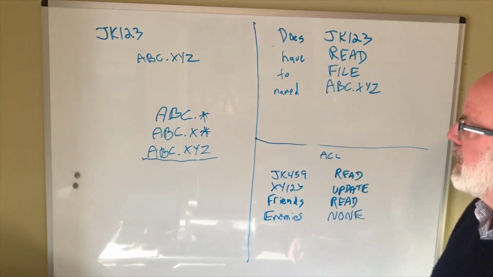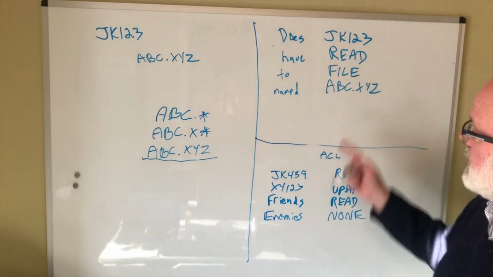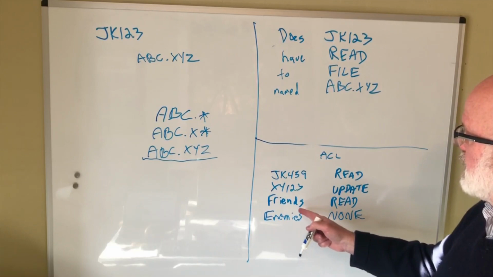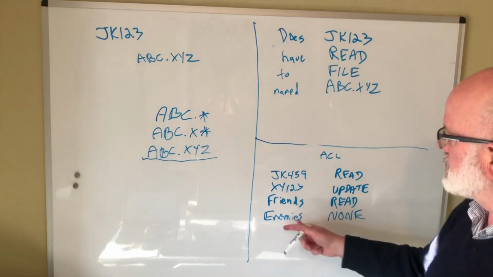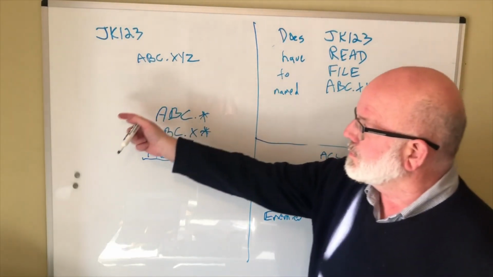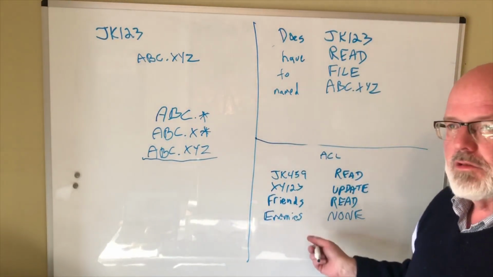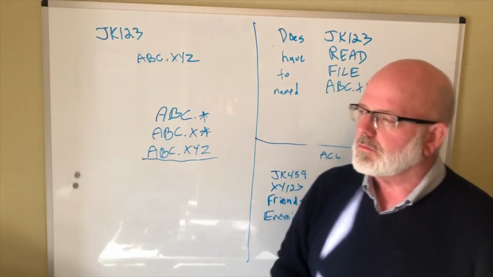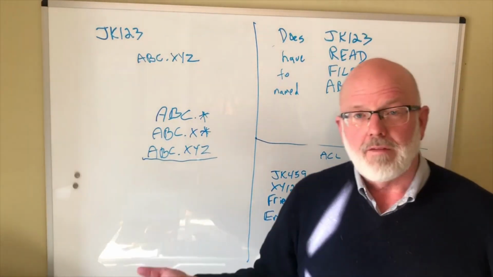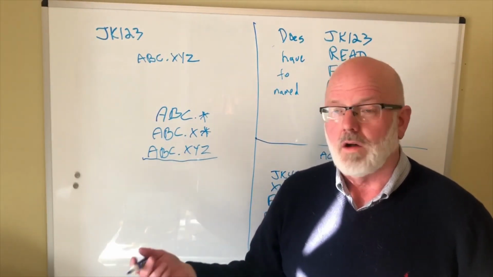Once it's done this, if I am in the friends group but not the enemies group, it will return to z and say, yes, he does have read access. But if I happen to be in this enemies group, it'll say, no, no, no, he doesn't. So there you have it. That's really basically all that RACF is doing.